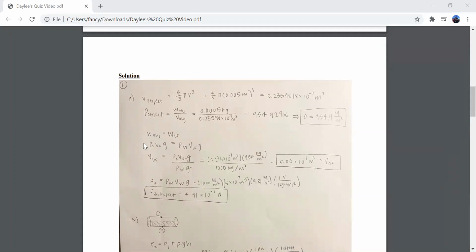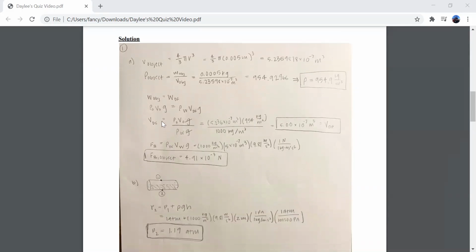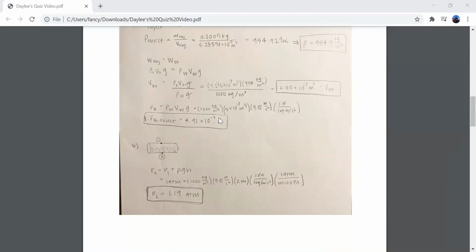And so we have the object on the left and the displaced fluid on the right, and we can solve for the volume of the displaced fluid with all of these values that we have. And then buoyancy also says that the buoyant force is the same as the weight of the object. And so we can say that this force is also equal to the weight of the displaced fluid. And so since we just found the volume of water, we can plug all of these values in and we get the buoyant force acting on that object.